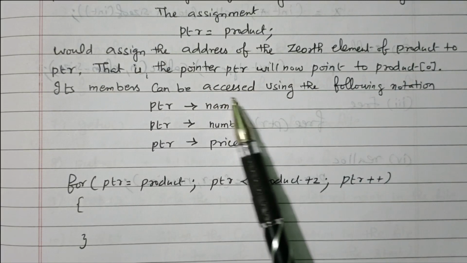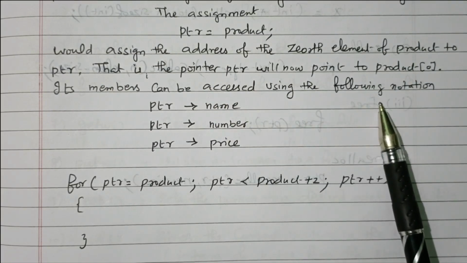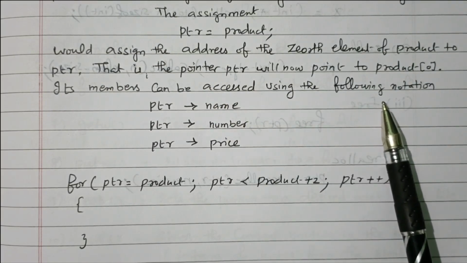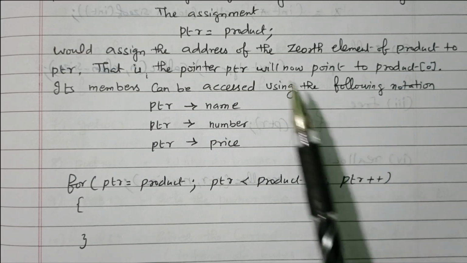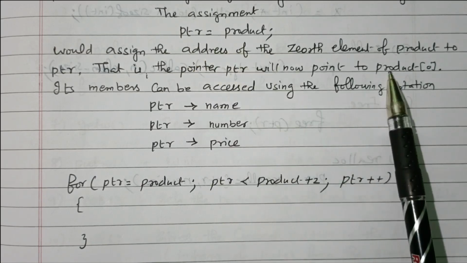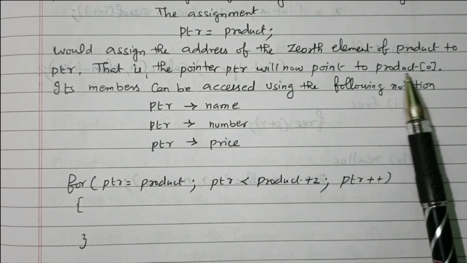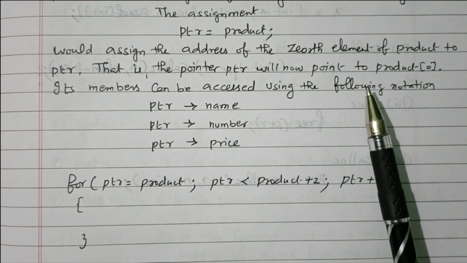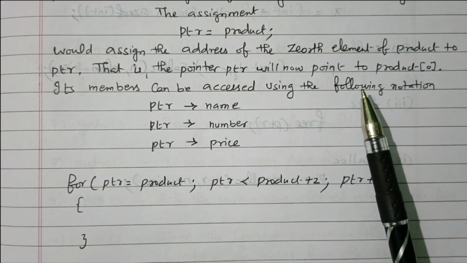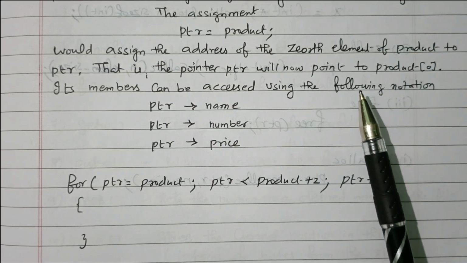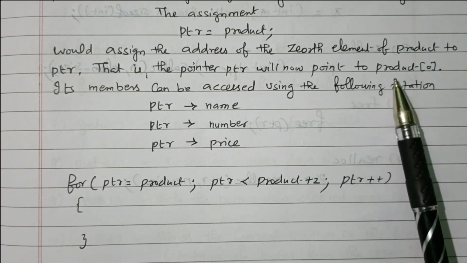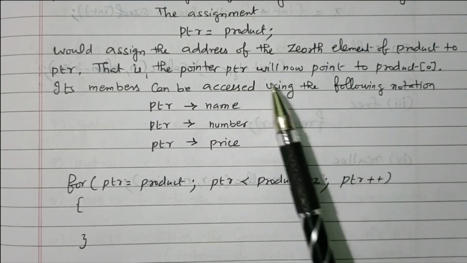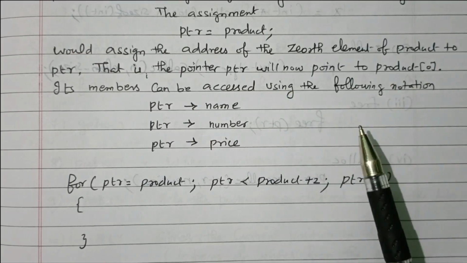A member can be accessed using the following notations, right? Already product of two elements are there. After declaring, product of 0 will be assigned. So product of 1 will also be assigned after incrementing, 1 by 1. Like that, P, P plus 1 like that. While declaring the array, the pointers are also incremented. Here also it will be incremented. So the next set of address, product of 1, will be stored.